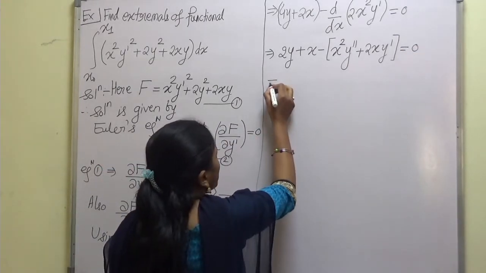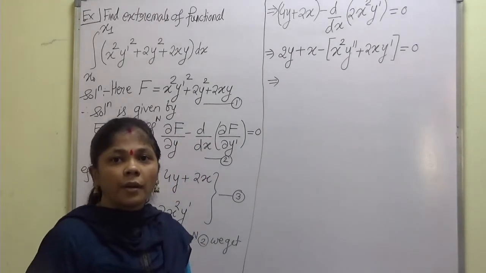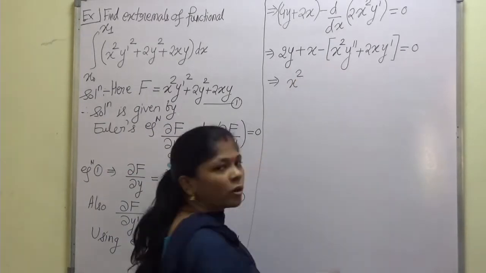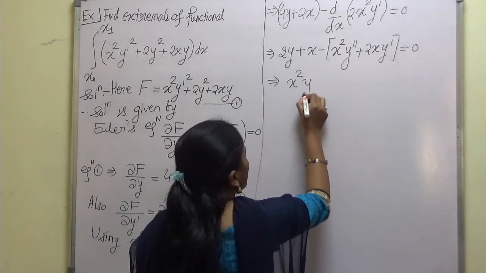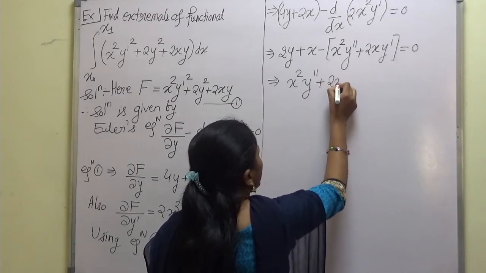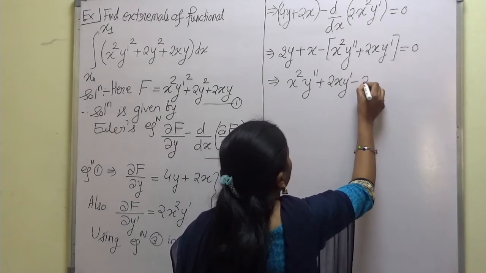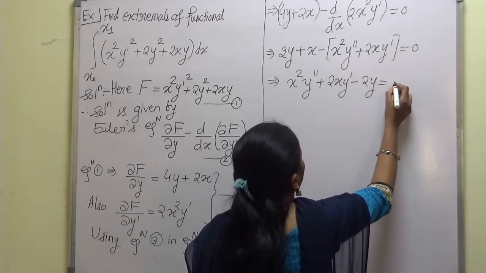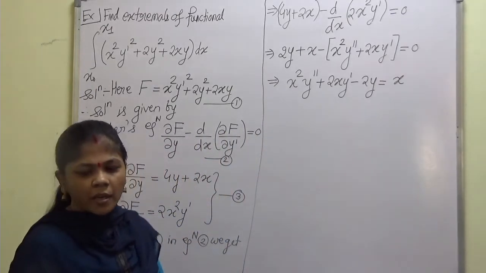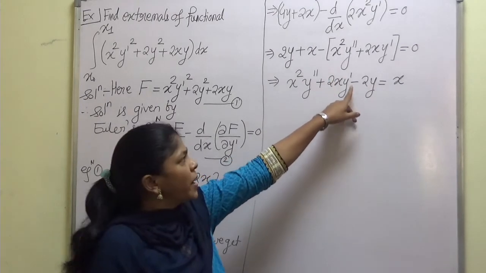Now simplify it further, rearrange as per the requirement of ordinary differential equation. So we will have x square, we will multiply throughout by minus sign. So we have x square y double dash plus 2x y dash minus 2y equal to x, right? So what we are getting here, it is x square y double dash plus 2xy dash minus 2y equal to x.